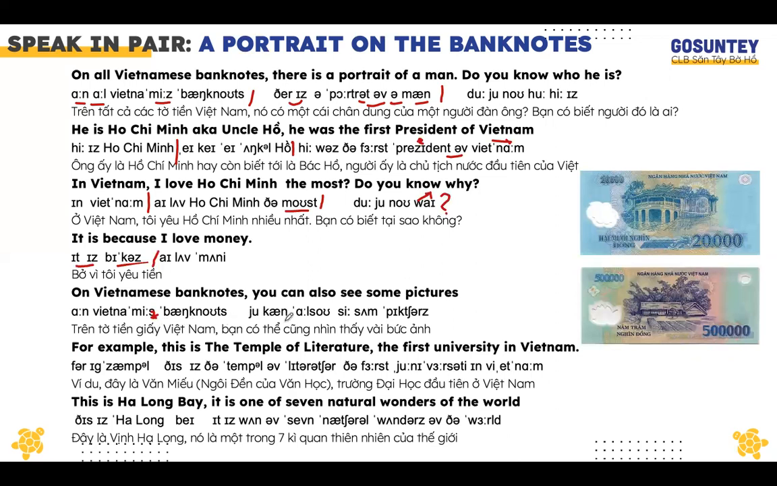On Vietnamese banknotes, you can also see some pictures. For example, this is the Temple of Literature, the first university in Vietnam.